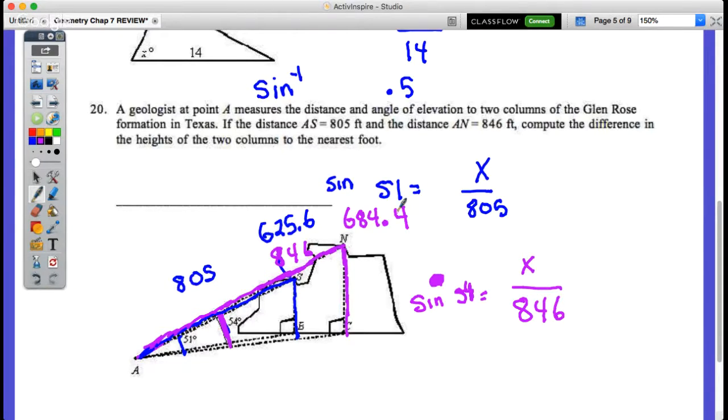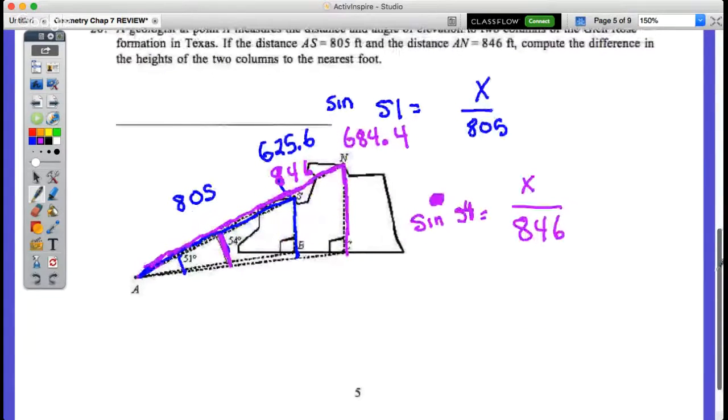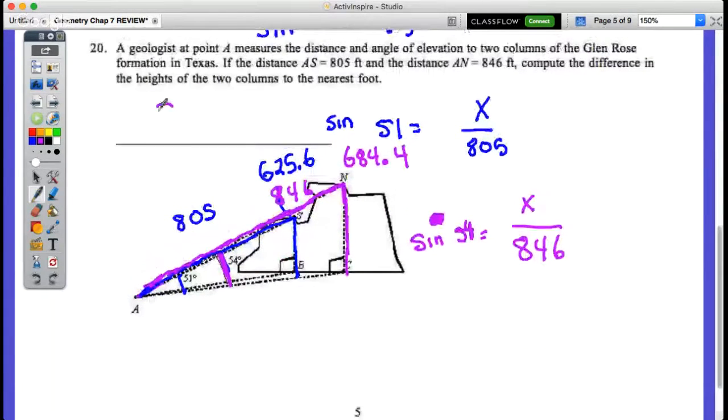So to do this problem, he had to find the height of each of the columns, correct? And then subtract. So 684.4 minus 625.6 is what? 58.8. I hope it's right.